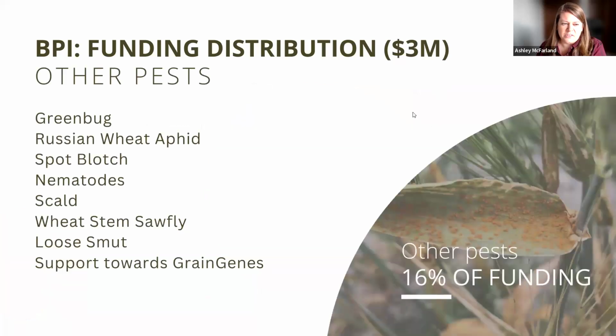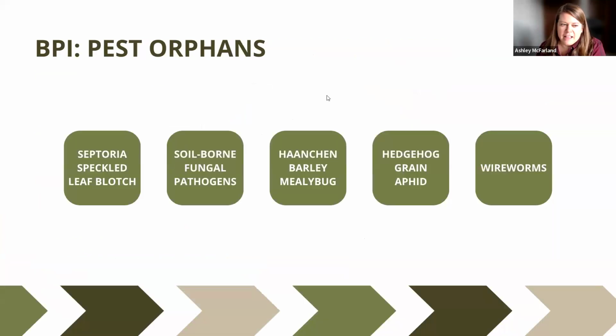And then go to the next slide. These are the others that make up about 16% of the funding: green bug, Russian wheat aphid, spot blotch, nematodes, scald, wheat stem sawfly, loose smut, and also, as I mentioned, the support towards grain genes. So that is how the funding is distributed. I also wanted to highlight the targets the initiative did identify, but at least in last year's report, we did not have anyone reporting that they had done any work in these areas.